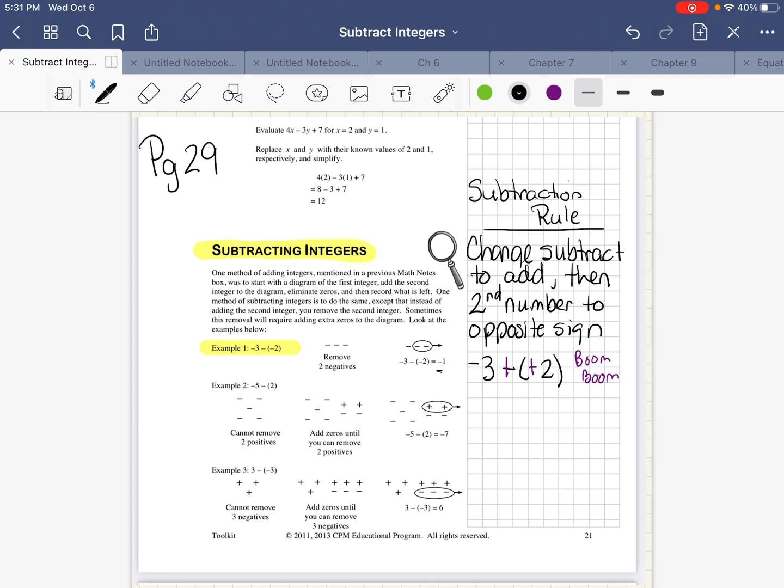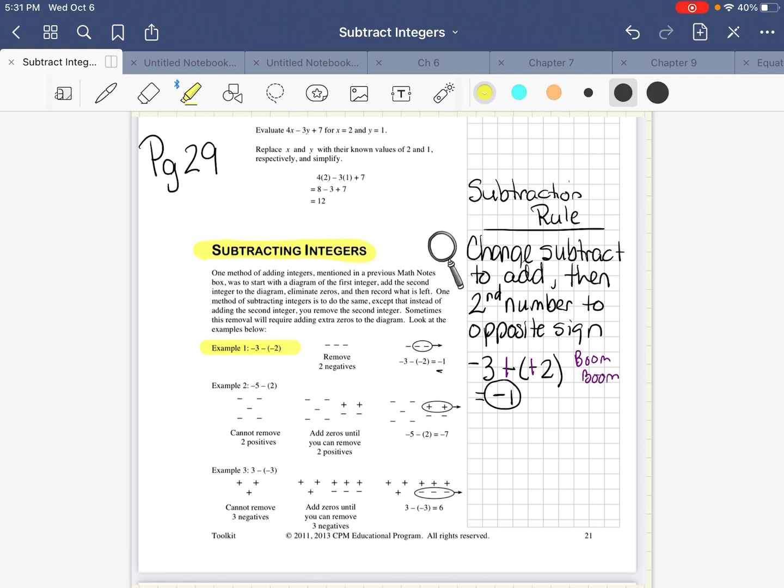-3 plus 2, right? And you could draw this. -3 plus 2 would be 1, 2, -3, plus 2, 2 zero pairs, and we end up with our answer of -1, right? Which compares to what they got when they solved that one. So when we change the operation and the second number to the opposite sign, we get the same answer, which is how we know that actually works.